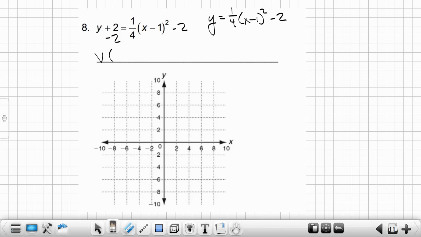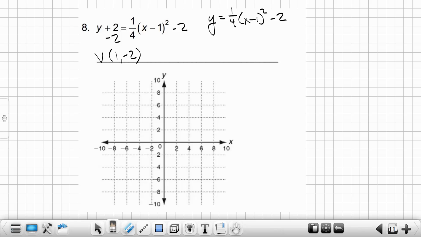-1, -2. 1, -2. Not only because that's in parentheses, so that's a 1, but it's a y equal, so this is h and this is k. On the other one, h and k are swapped.